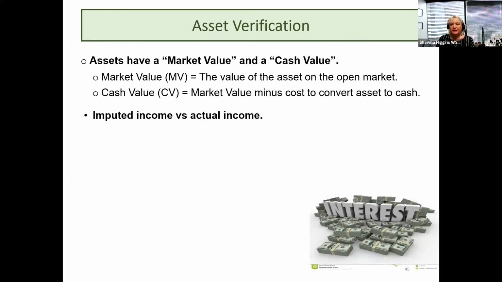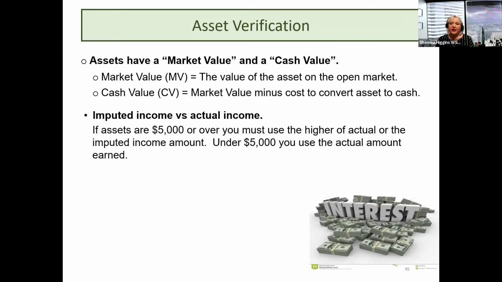So, imputed income versus actual income. If assets are $5,000 or more, you must use the higher of the actual or the imputed income amount. Under $5,000, you use the actual amount earned. So for instance, the actual income would be on your savings account. Say that you get 0.001% interest on what's in your savings account. That would be considered the actual income.